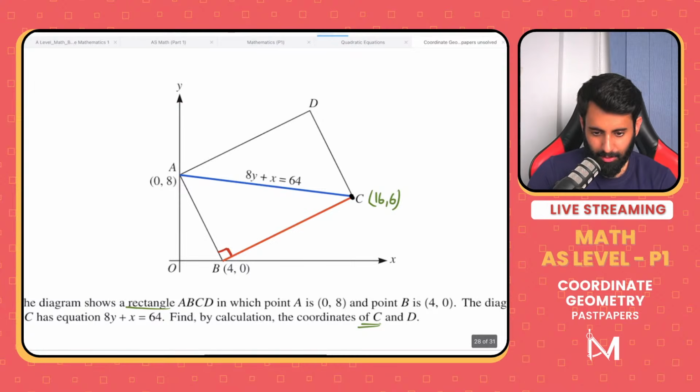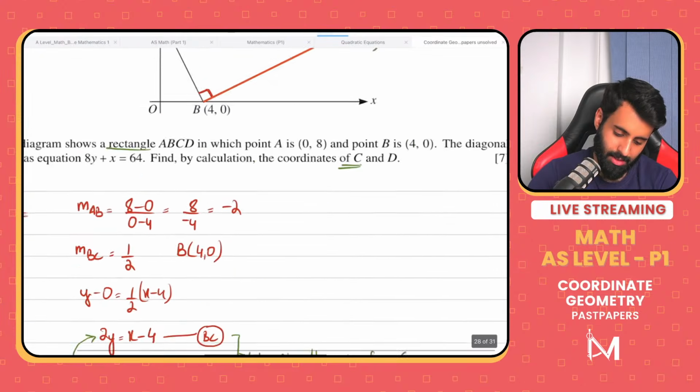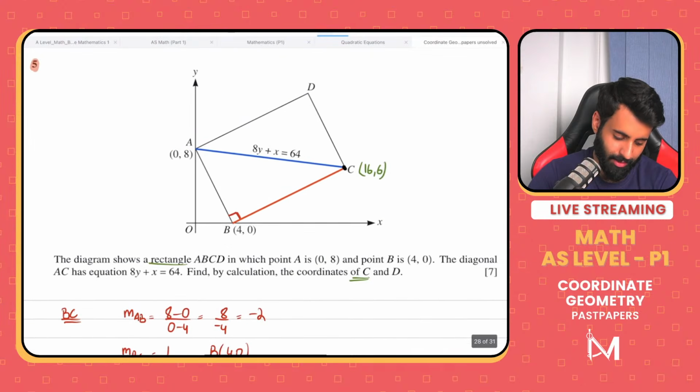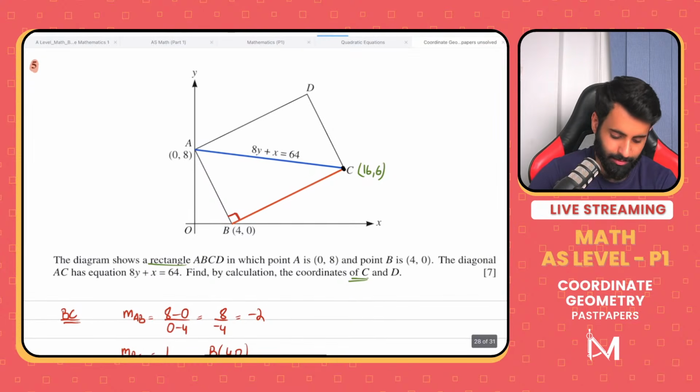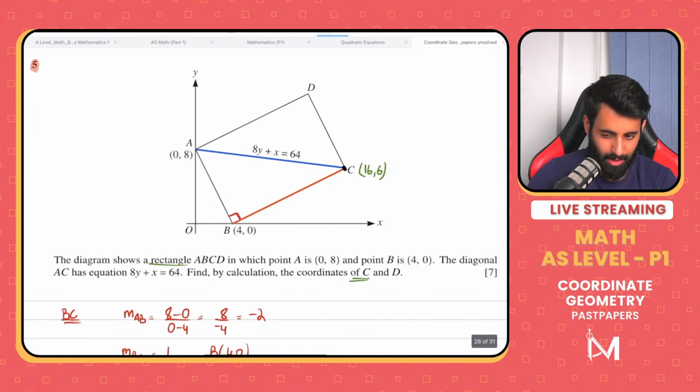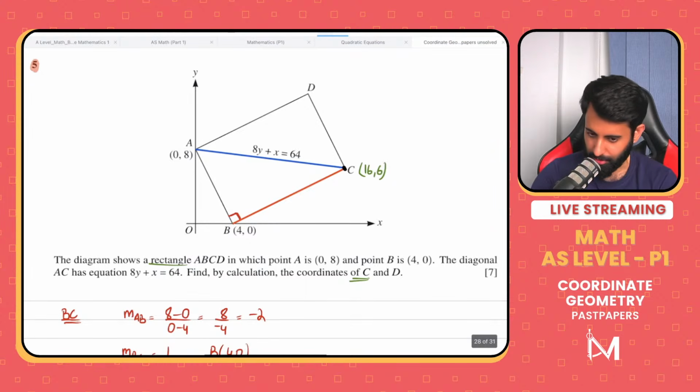Use the gradient of BC and add it like a column vector. Okay, we can use the concept of vectors. But let me tell you something. This question is fairly old, and the concept of vectors was still relevant. Vectors was still part of the syllabus. But now you will notice that most of the time the question will say by calculation. That means you can't use vectors. So let's try and avoid using vectors over here.